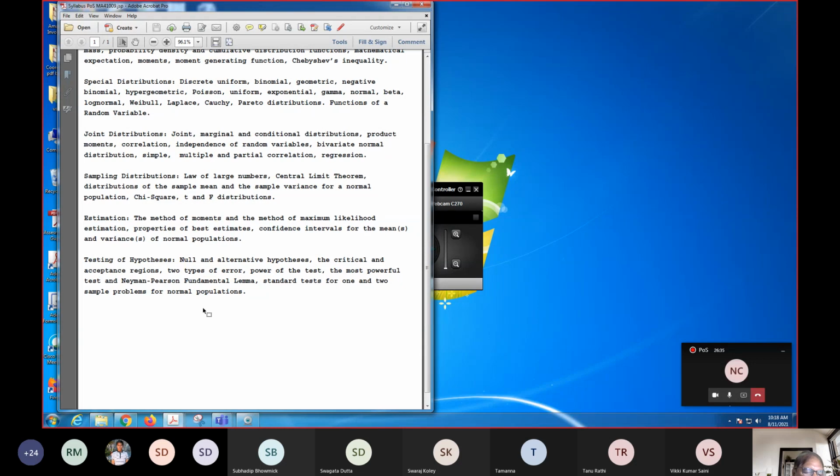And the second part is the testing. Testing means if you want to test the mean, variance, etc. So we have to discuss the various types of hypotheses, errors, power of the test, most powerful test. Then there are some standard tests which are commonly used, which are known as the one sample test, two sample tests. And these are based on the normal population. So these two, estimation and testing of hypothesis, are part of the statistical inference.